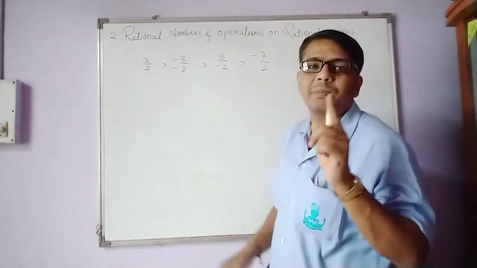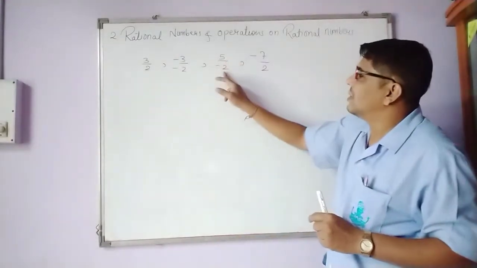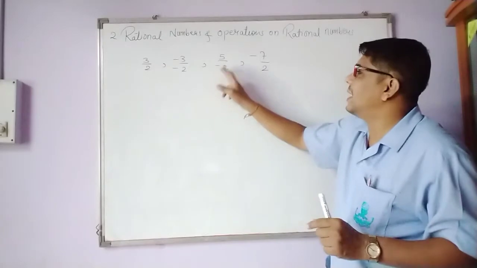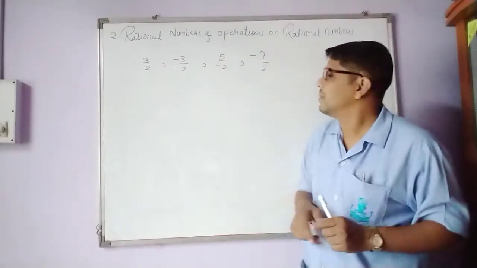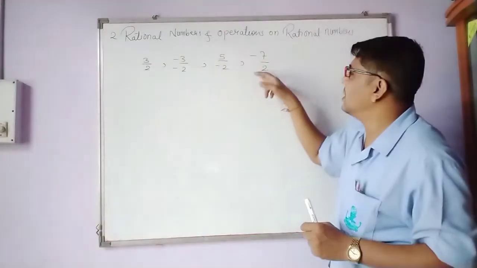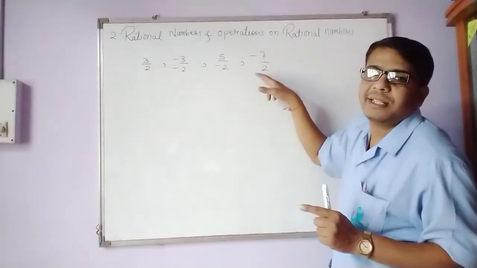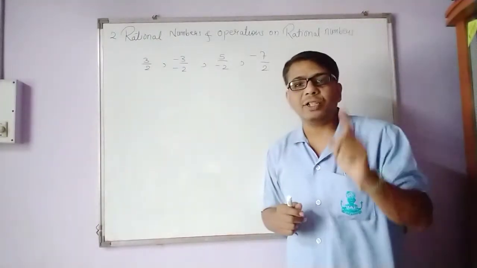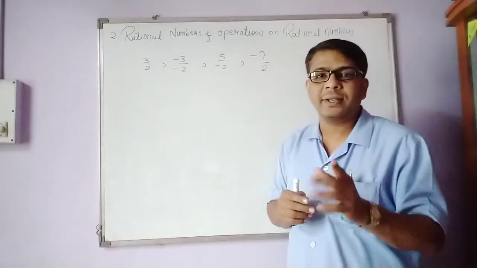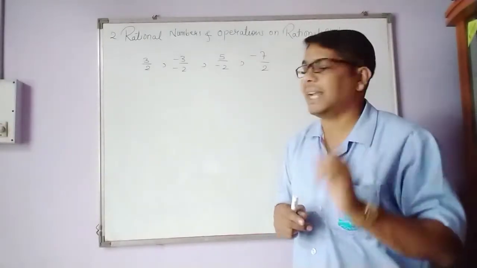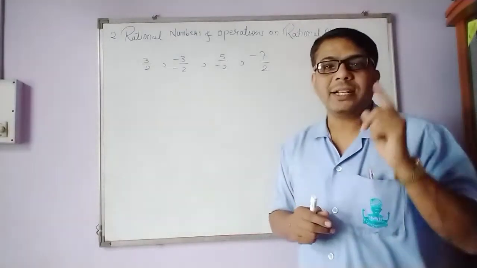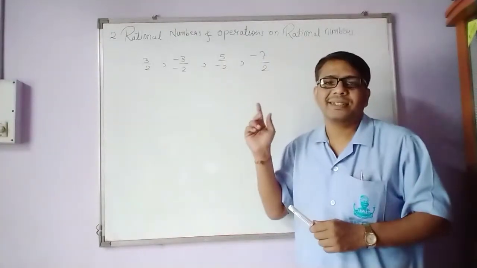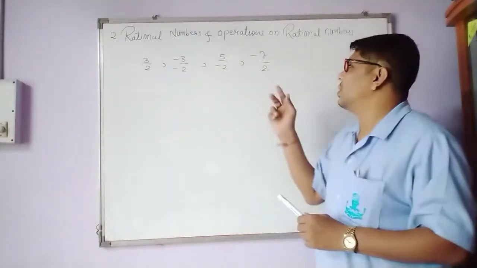Hence they are positive. Now here, the numerator has got positive sign, the denominator has got negative sign. Hence, it is a negative rational number. Here, the numerator has negative sign and the denominator has positive sign. Hence, it is a negative rational number. So, remember that if the numerator and denominator of a rational number have got similar sign, then the rational number is positive. And if the numerator and denominator of a rational number have different signs, then it is negative. Right? So, have you understood?